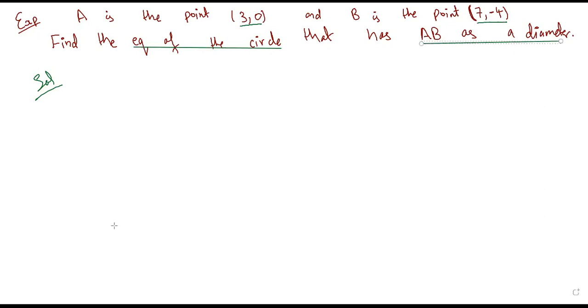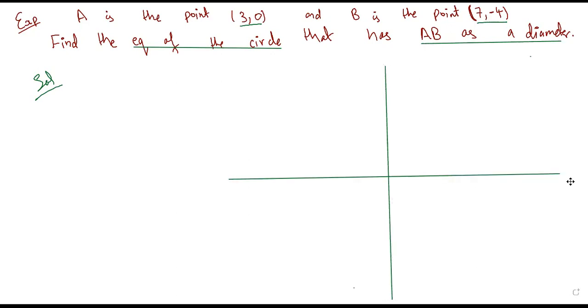So let's plot this first and then we will talk about how to go about this question. This is the y-axis, this is the x-axis. Although you don't necessarily need to plot this, still, just for the understanding. What is point A? Point A is (3, 0). So what does that mean? The x coordinate is 3 and the y coordinate is 0. So it is somewhere here. This is my first point.